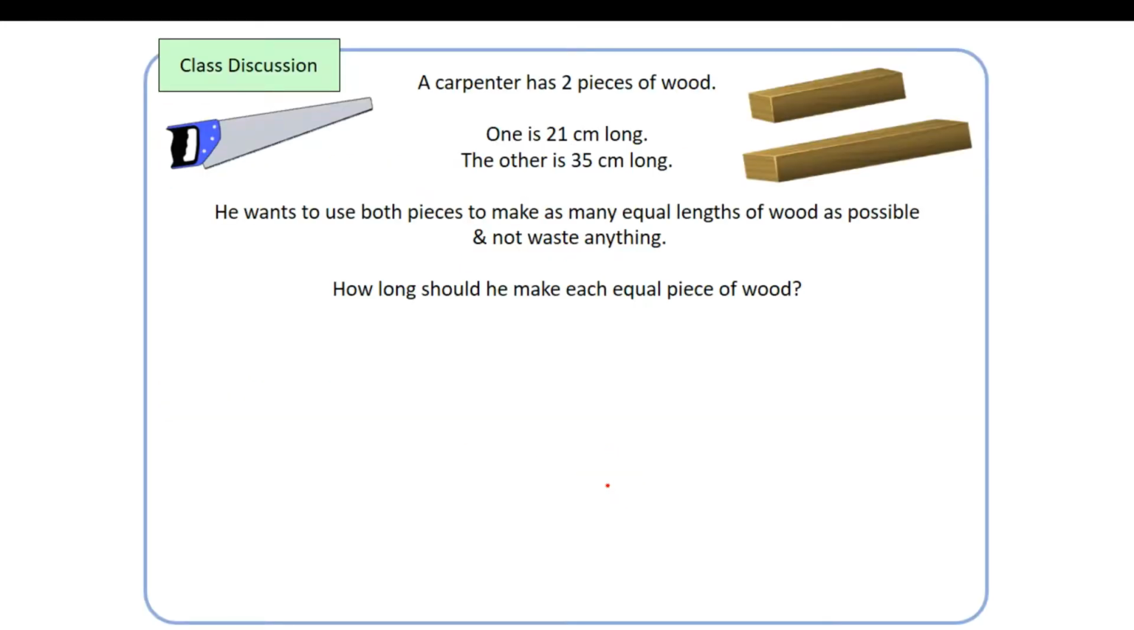So this is one for us to talk about really. A carpenter has 2 pieces of wood. One is 21 centimeters long, the other is 35 centimeters long. He wants to use both pieces to make as many equal lengths of wood and not waste anything.